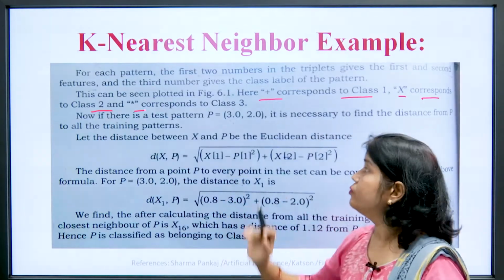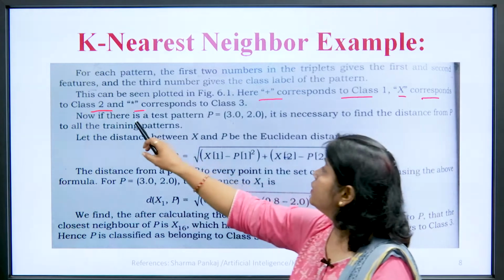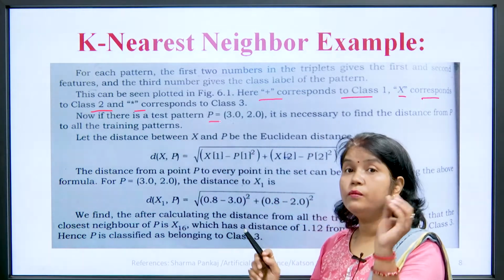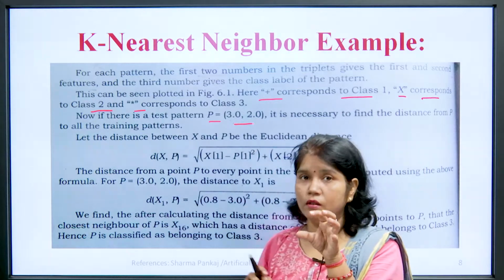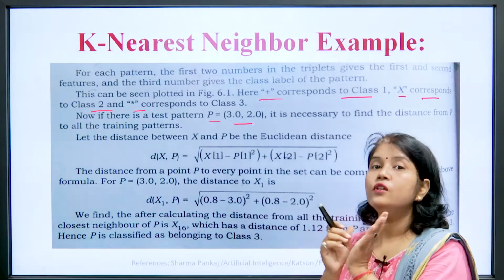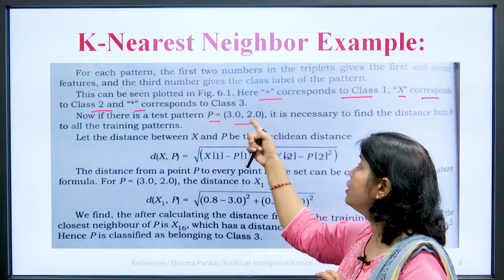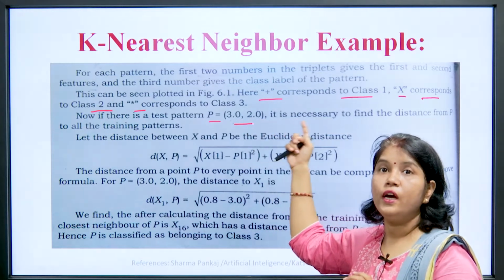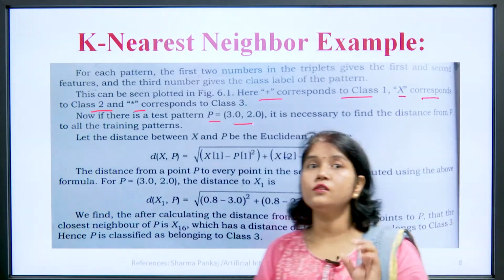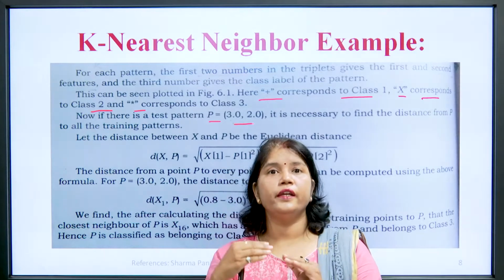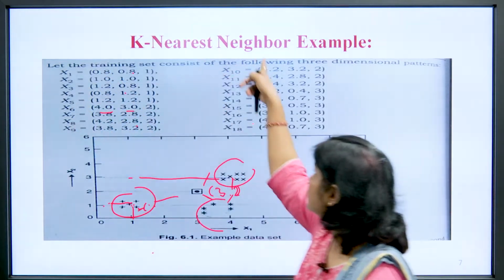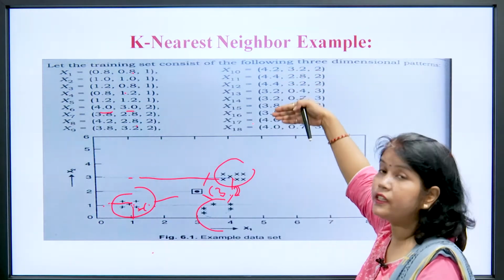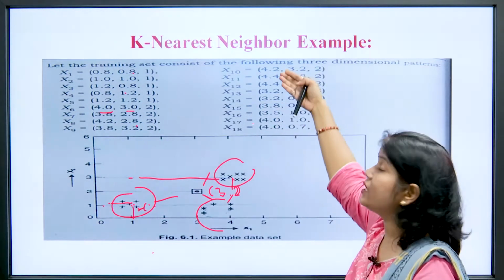So, if a new point is introduced and you have to decide in which category to put it, the coordinates will also be there for that particular point. The coordinate of point P is 3, 2.0, and it is necessary to find the distance from P to all the training patterns. All the training patterns means these patterns. If it is mentioned or written, do not be confused about what exactly it is.